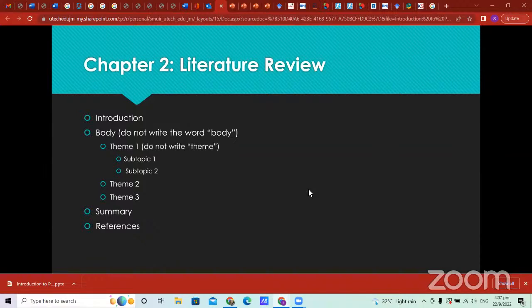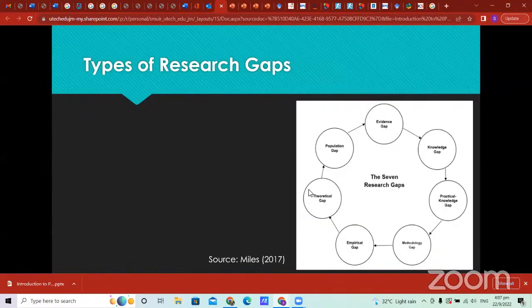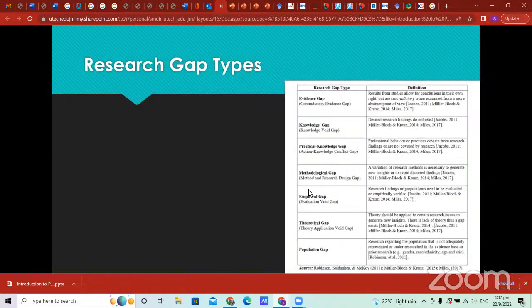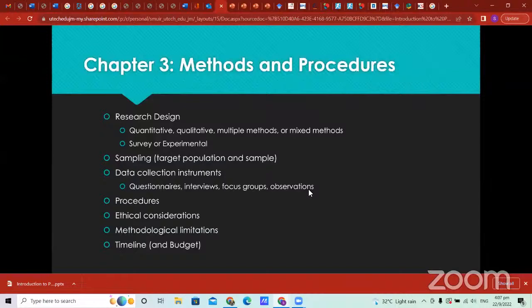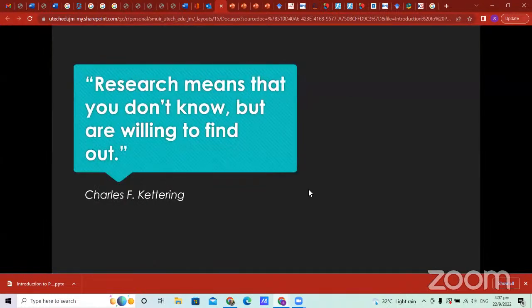Let's go back to this so I can go forward. And then there are different types of research gaps. We don't have time to go through all of that right now, and this is a definition of different types of research gaps. And as I was saying before, the methods and procedures include the research design, the sampling, the data collection instruments, the procedures, the ethical considerations, the methodological limitations, the timeline, and budget if that's relevant for your project.